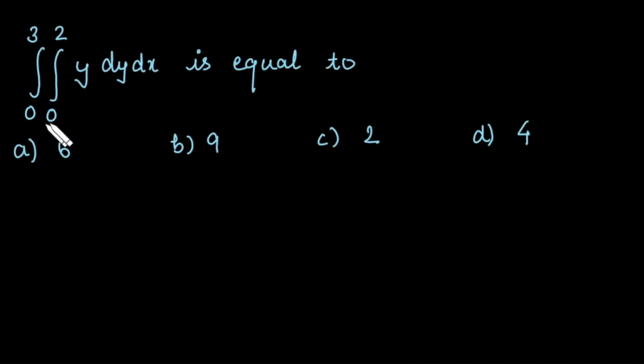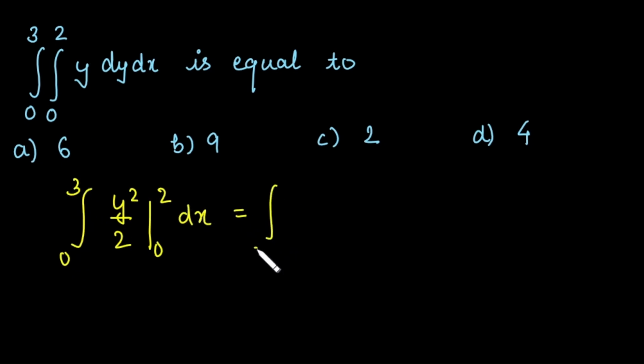Next question is evaluate this double integration. First we need to evaluate with respect to y, then with respect to x. It means the limits of the innermost integration are for y, and the outer is for x. So first we will integrate with respect to y. What is the integration with respect to y? That is y square by 2. What is the limit for y? 0 to 2. Outer integration as it is.